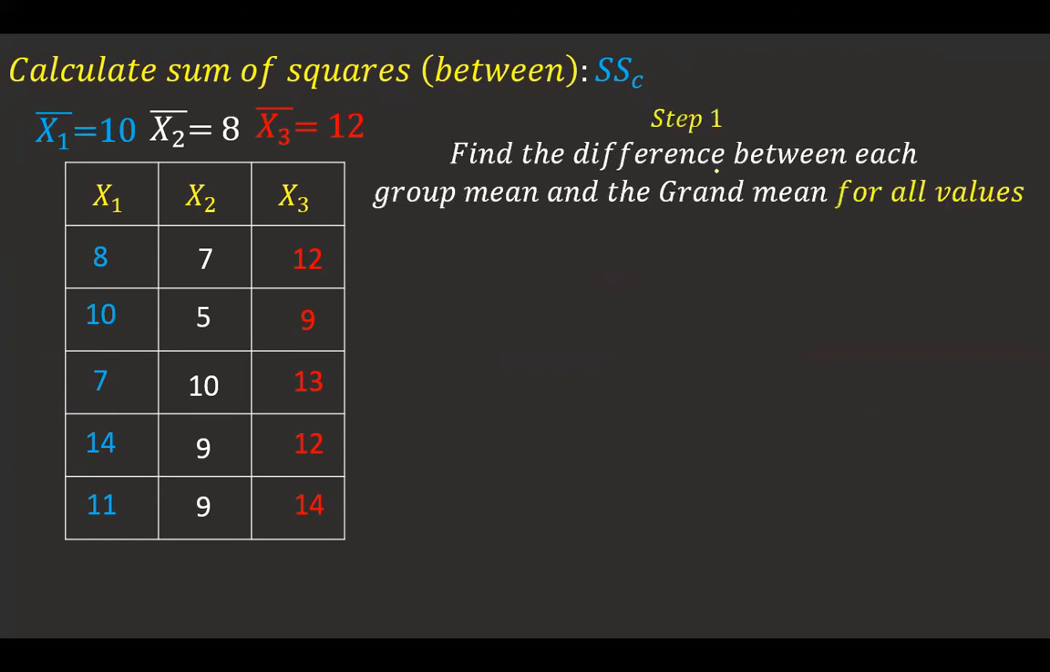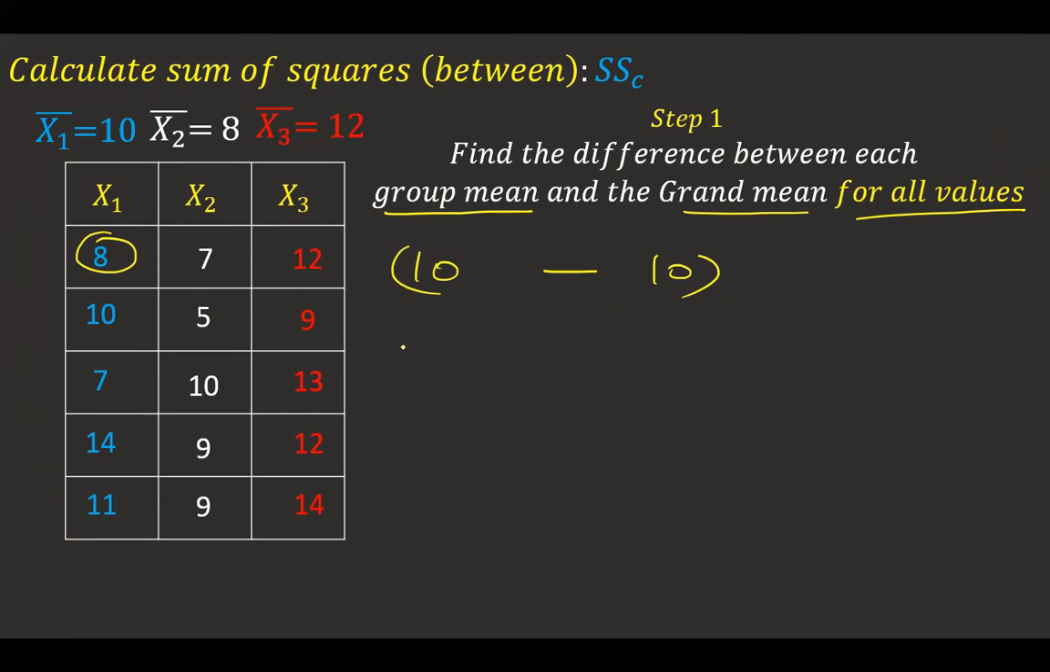See, find the difference between each group mean and the grand mean for all the values. This is important. You have to remember this, all the values are important. For example, I'm taking 8 here. So I'm taking the group here, doing it for the number 8. Now what is the group mean? Group mean is 10. What is the grand mean? 10. I'm subtracting it. This is the difference.